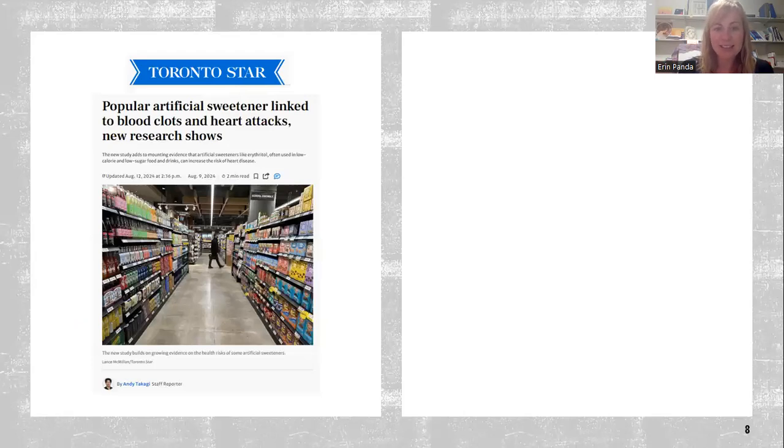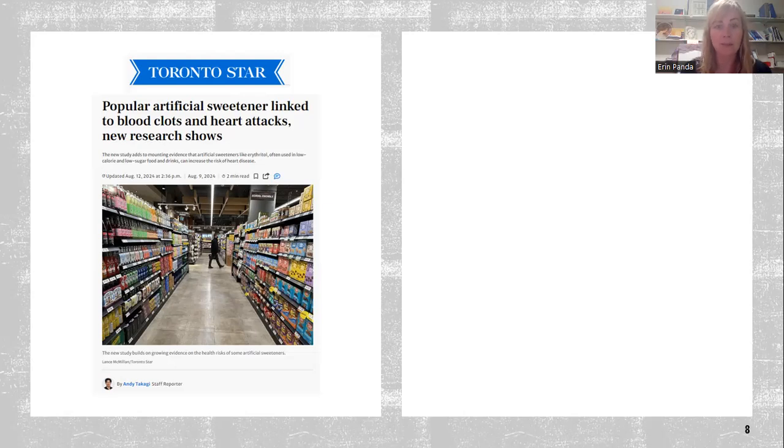Okay, so this summer, this article came up in my newsfeed. It's from the Toronto Star, and it summarizes and describes the results of a quantitative research study that suggests that a popular artificial sweetener has been linked to blood clots and heart attacks.